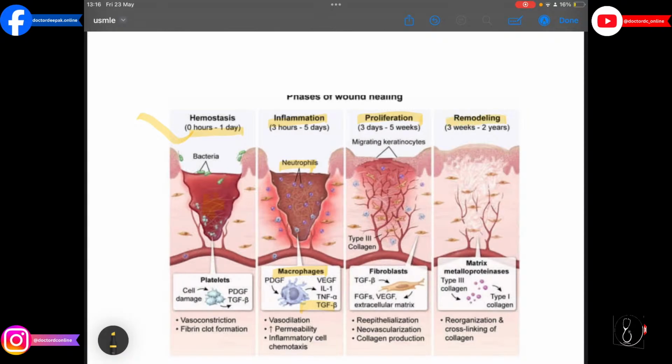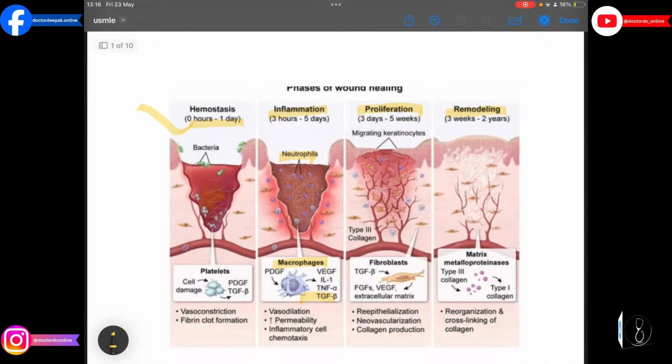But not last, we come to maturation. In the final phase of wound healing, there is collagen remodeling and cross-linking, which are the primary mechanisms by which the tensile strength of the wound increases. This involves the replacement of type 3 collagen with type 1, and this cross-linking of collagen makes the wound stronger and stronger.